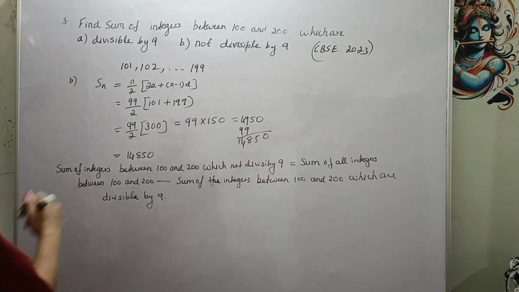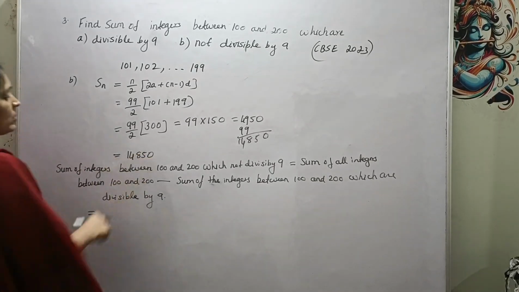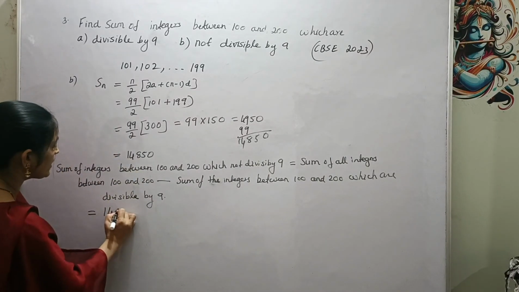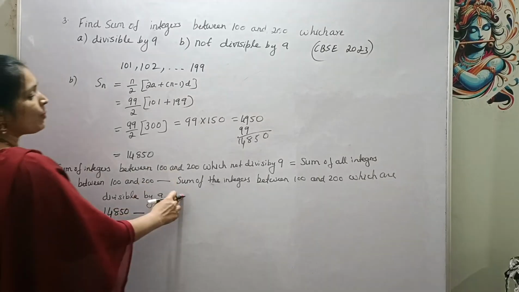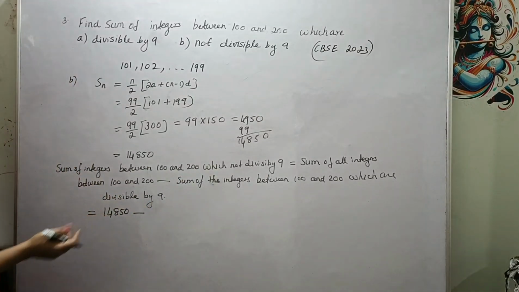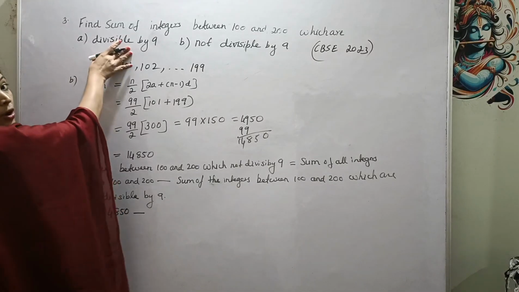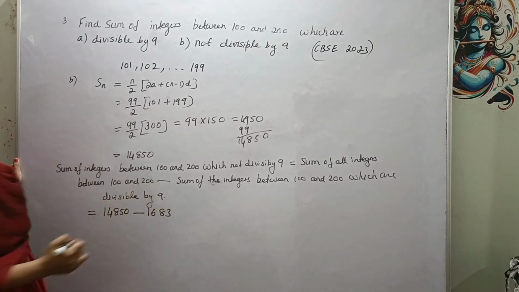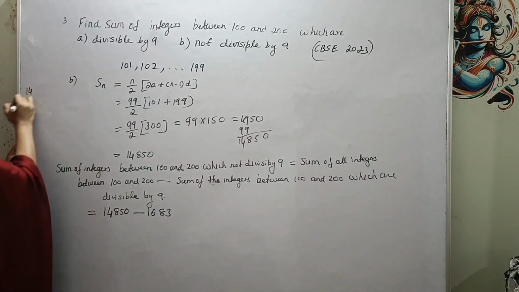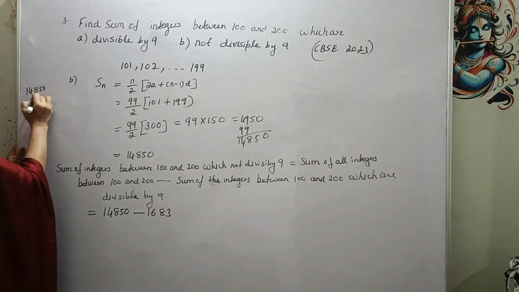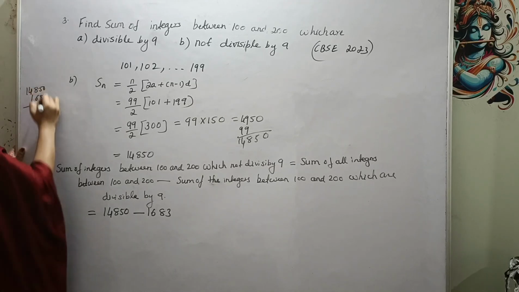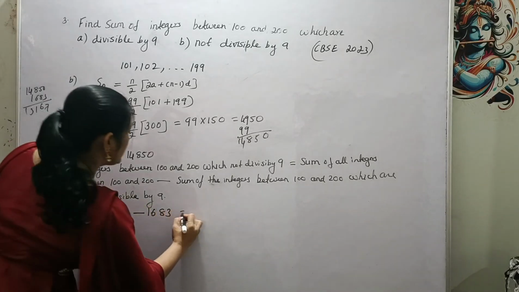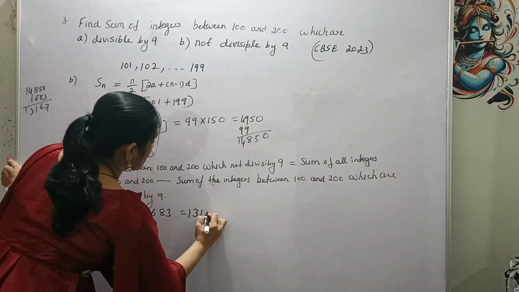That is equal to the sum of all integers between 100 and 200, which is 14,850, minus the sum of the integers between 100 and 200 which are divisible by 9. See, we have found that already in the answer for A, right? That is 1683. So the answer is 13,167.